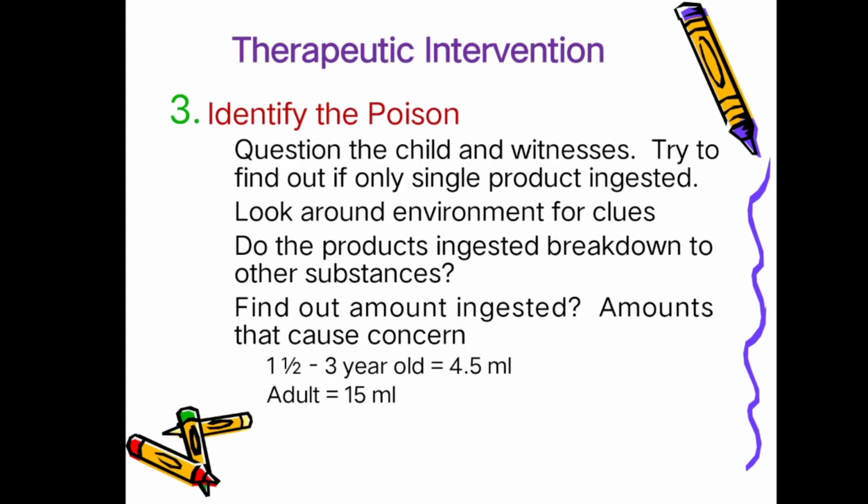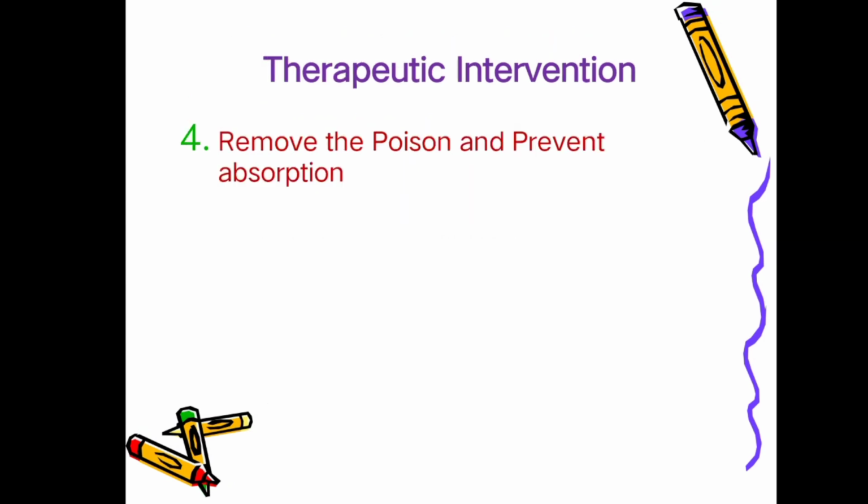Next is to identify the poison. Question the child and witnesses. Try to find out if only a single product was ingested. Look around the environment for clues. Do the products ingested break down into other substances? Find out the amount ingested. Amounts that can cause concern for a child from 1.5 to 3 years old: if a baby has consumed 4.5 ml, we have to immediately shift the baby to the hospital.